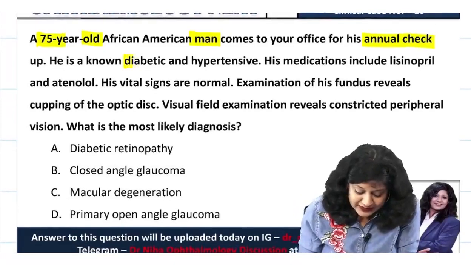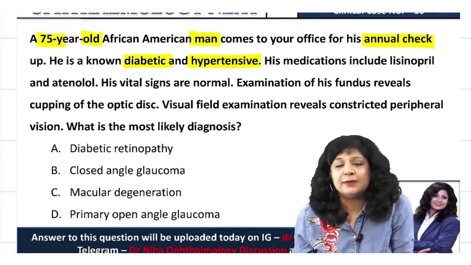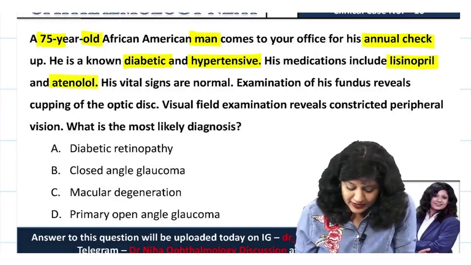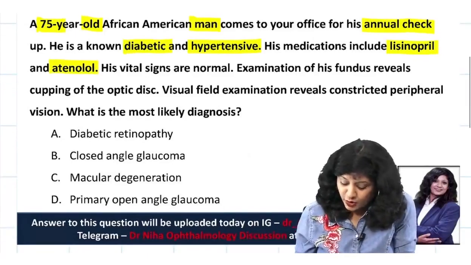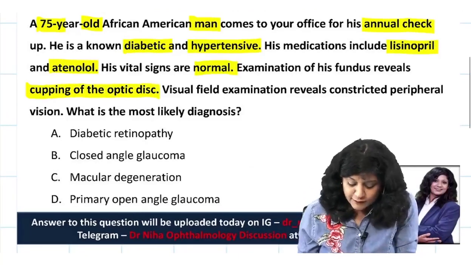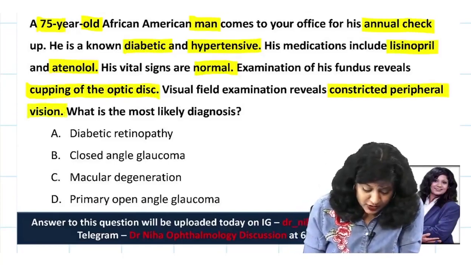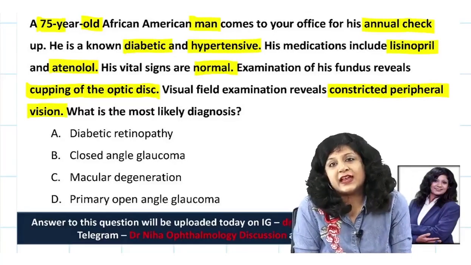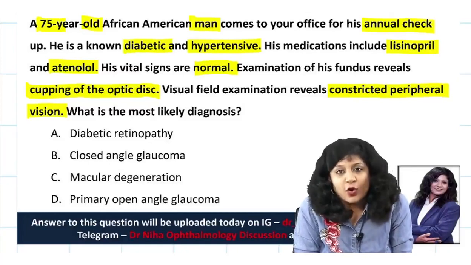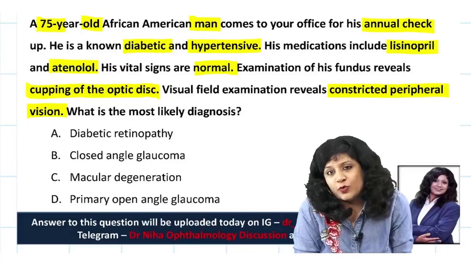Now he is a known diabetic and hypertensive. You know, these are the rich man's diseases, so very common at this age. His medications include lisinopril and atenolol. Vitals normal. Examination of the fundus shows cupping of the optic disc. Visual field examination shows constricted peripheral vision. What is the most likely diagnosis? Your options are diabetic retinopathy, closed angle glaucoma, macular degeneration, or primary open angle glaucoma.